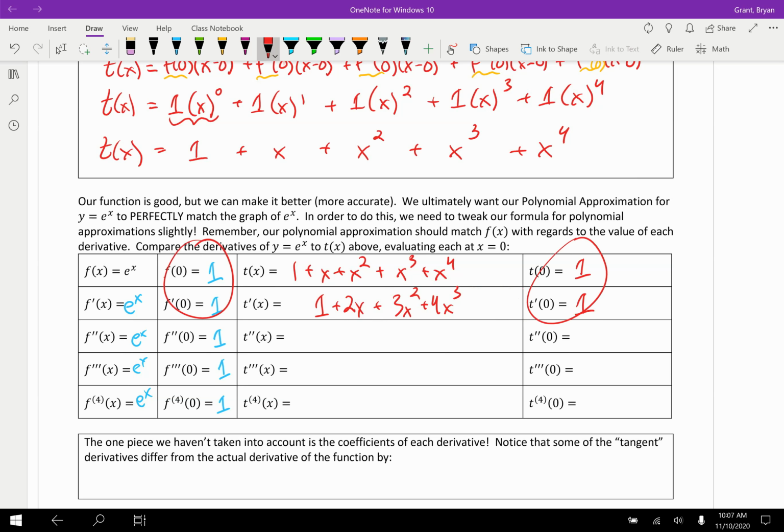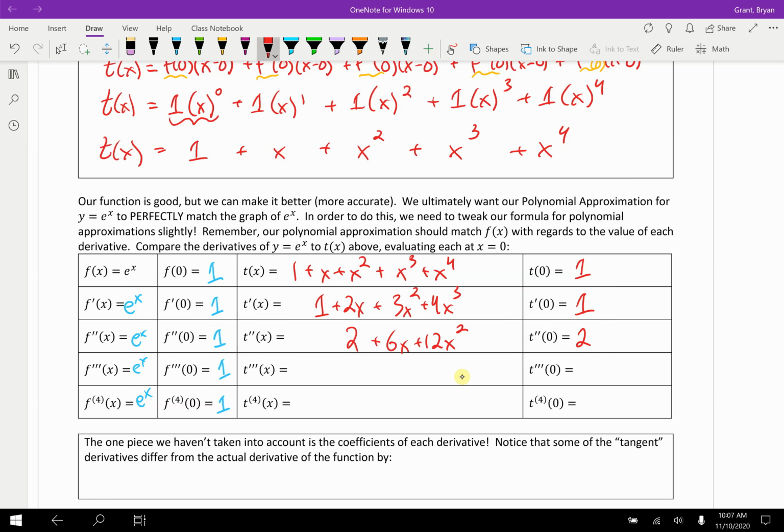It shows us at an x of 0, the tangent function and the original function have the same properties so far. All right, second derivative. 2 plus 6x plus 12x squared. Evaluating at 0, this becomes 0. Uh-oh. Now we got 2. It's supposed to be 1. What this is telling us is at 0, my tangent function actually has double the concavity as it should have.